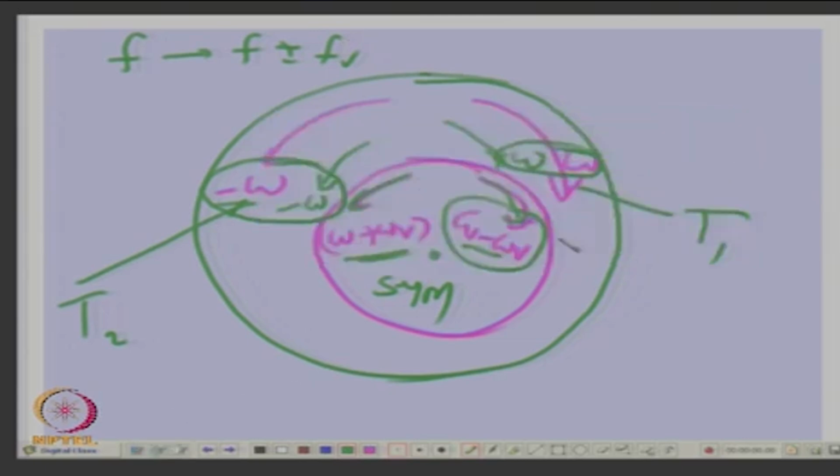Okay. Now, next you can also extend the logic: you say stator symmetrical and rotor asymmetrical.